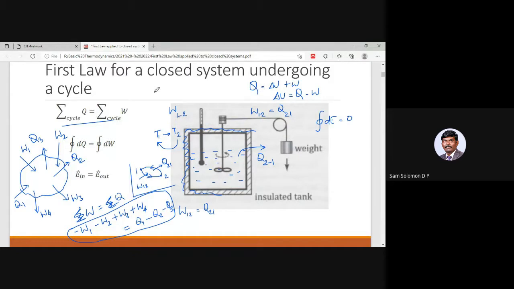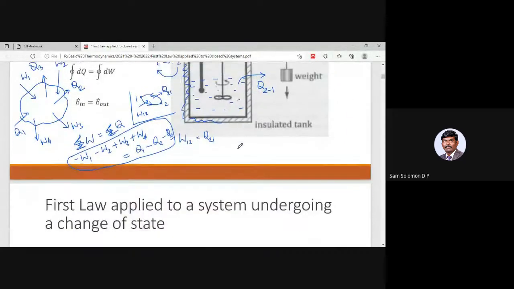Okay, so for a cycle, summation of Q will be summation of W, and when I say that, it also means summation of delta E or delta U is equal to 0. Do you understand? Only for a process, we say Q is equal to delta U plus W, or in a general sense, Q is equal to delta E plus W. Do you understand? So the next time when I ask this question, none of you should falter there.